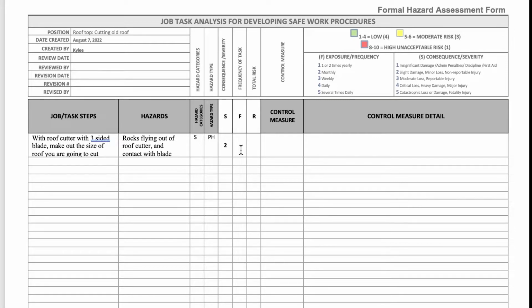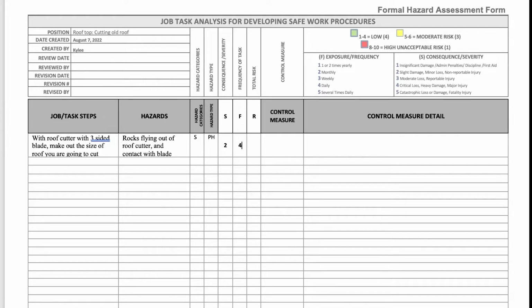The frequency of this task, so how often are you performing this task in any given day, that's going to be probably a bit higher. So you're doing this almost every day, which means that it is at a little bit higher frequency. So you're doing it daily rather than say monthly or weekly.